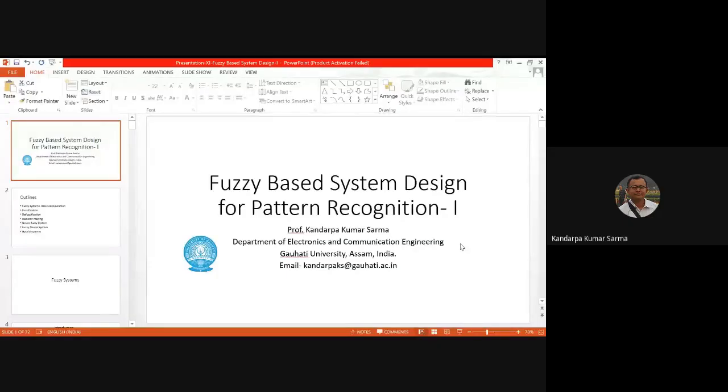The next presentation shall be fuzzy based system design for pattern recognition. This one is a two-part presentation. I shall be covering the first part today. In the next class, I shall be covering the second part linked to this fuzzy-based system design. And on the last day, next Tuesday, I shall be covering the deep learning part.